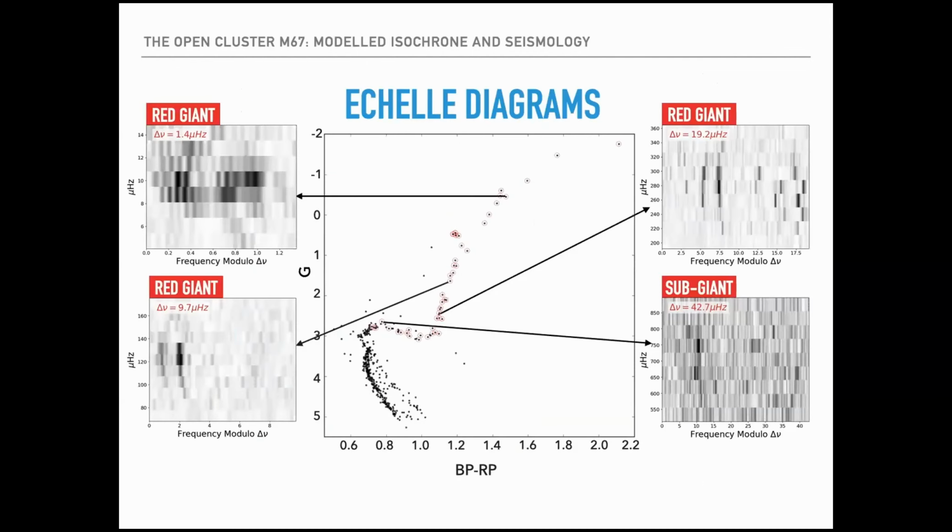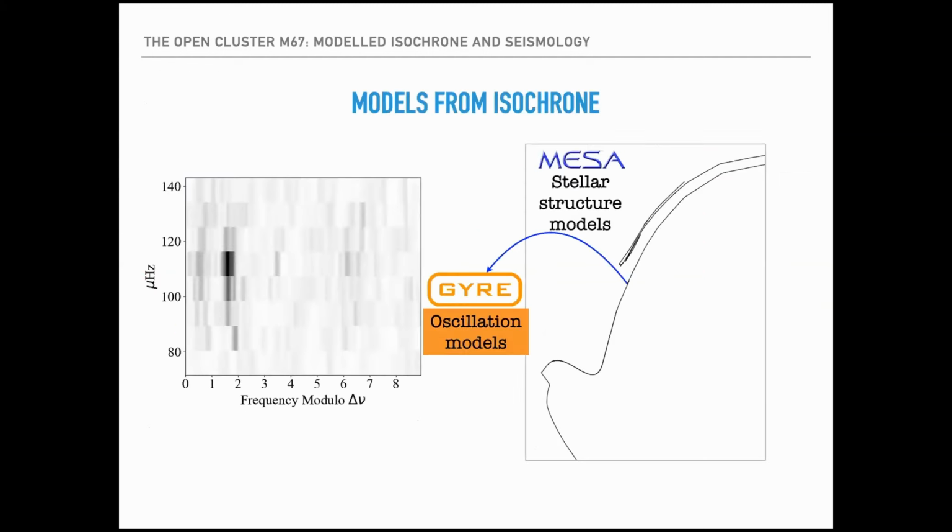So for example, these are 4 stars representative of different evolutionary states in the cluster, and you can see that there are 3 red giants. We know they're going to have good signal to noise, but we even had really good signal to noise still for subgiants, which are known to have higher noise levels.